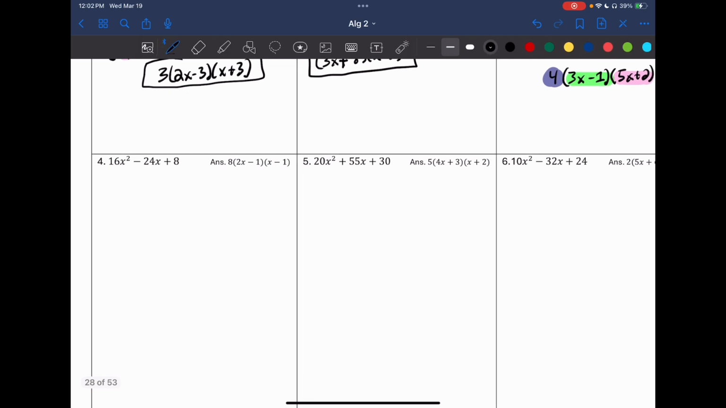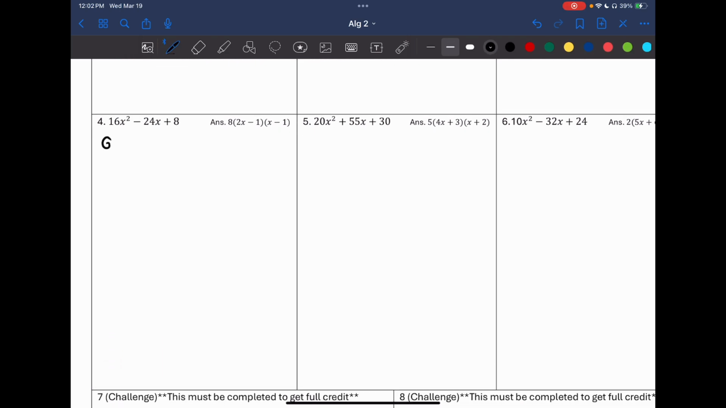Let's look for GCF for number 4. If we have 16, 24, and 8, our GCF is going to be 8. So I'm going to divide each of these by 8. Divide by 8, divide by 8, divide by 8. And get 2x squared minus 3x plus 1. We want to label our coefficients. A, B, C. A would be 2, B would be negative 3, C would be 1.